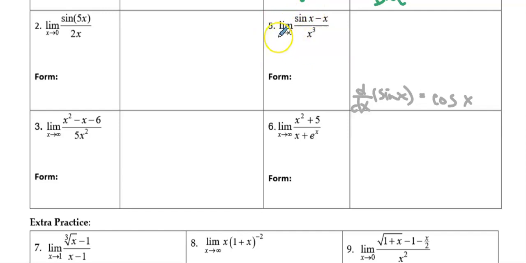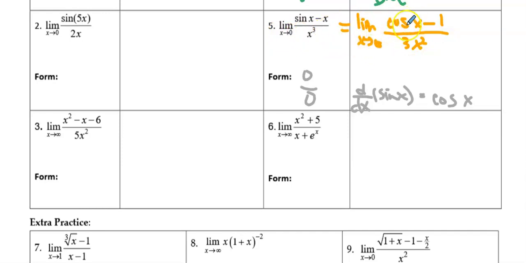So if you look at the limit as x approaches 0, we're going to substitute in first. The sine of 0 is just 0, okay? And then minus 0, so this top part is 0. If I plug in 0 to the bottom, I also get 0. So I know I can apply L'Hopital's rule in this particular problem. So the limit as x approaches 0 of the derivative of sine, which is cosine of x, minus the derivative of x, which is 1, all over 3x squared.